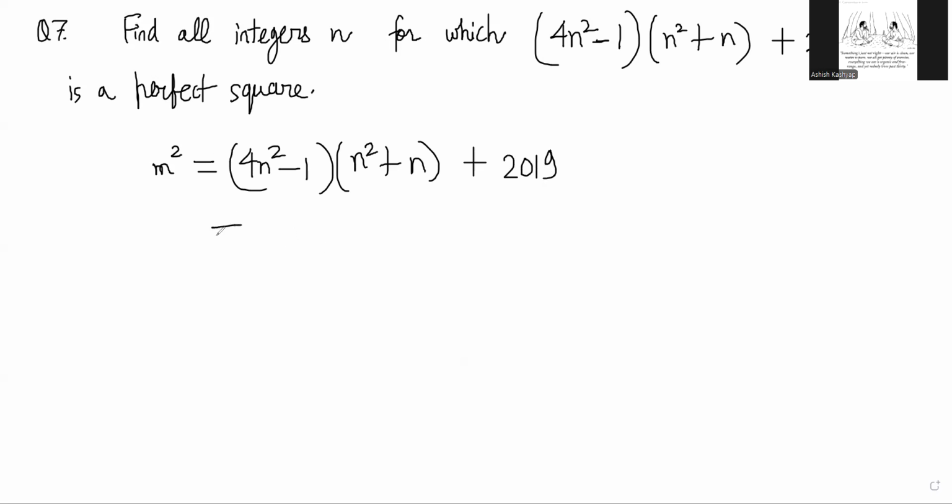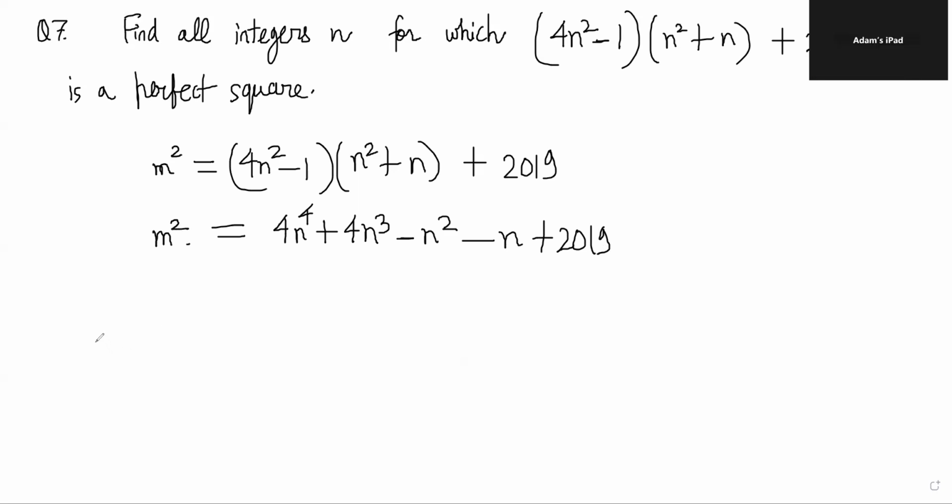You should simplify this a little bit and write it properly. So this will become 4n power 4 plus 4n cube minus n square minus n plus 2019 is m square, right? Now, see, this expression is a perfect square, but if you see a similar problem we started off with in the beginning, we can also say 4m square is a perfect square, right?